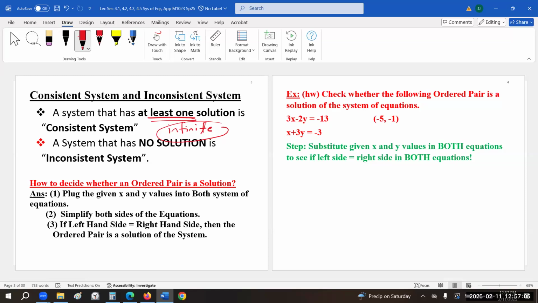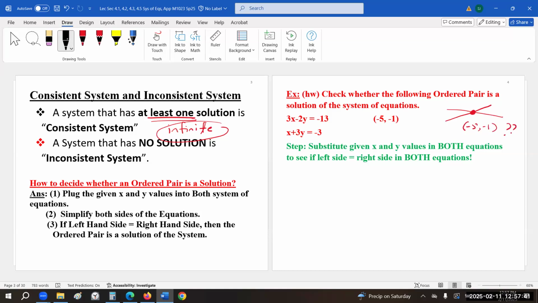So first thing, check whether some solution is a real solution or not. We have 2 equations: 3x minus 2y equals negative 13, and x plus 3y is negative 3. We are going to see if the 2 lines intersect at negative 5, negative 1. So maybe one is going that way, other is going that way. So you want to see if this point is negative 5, negative 1. Is it?